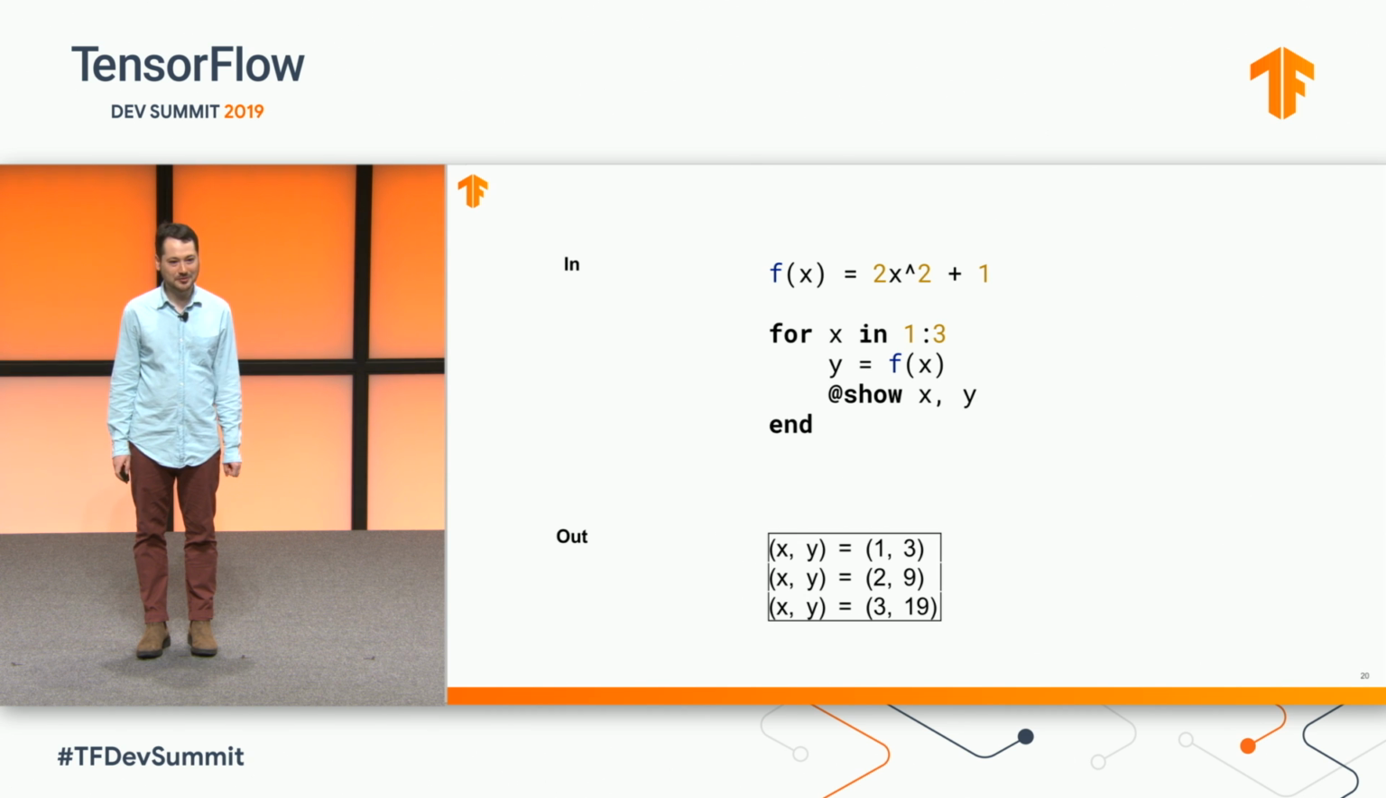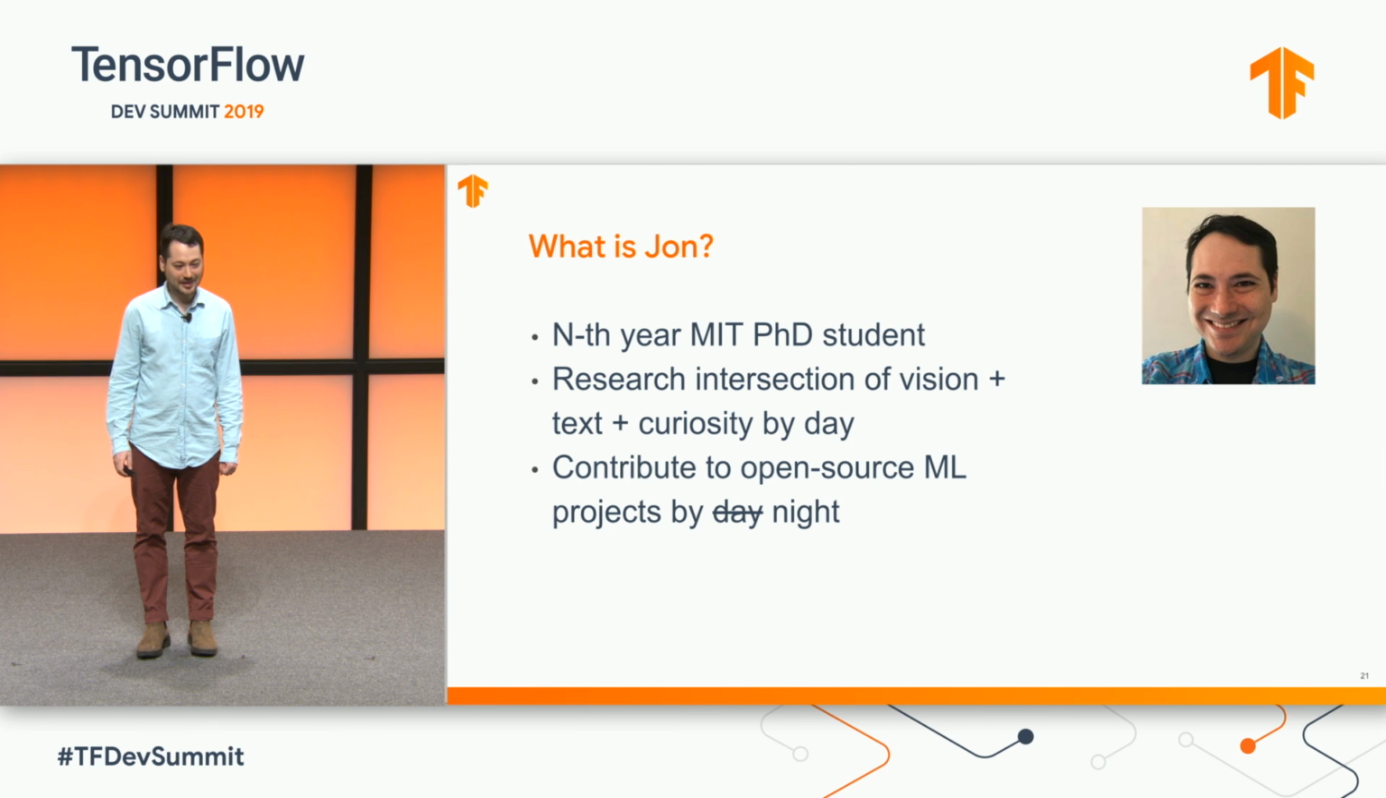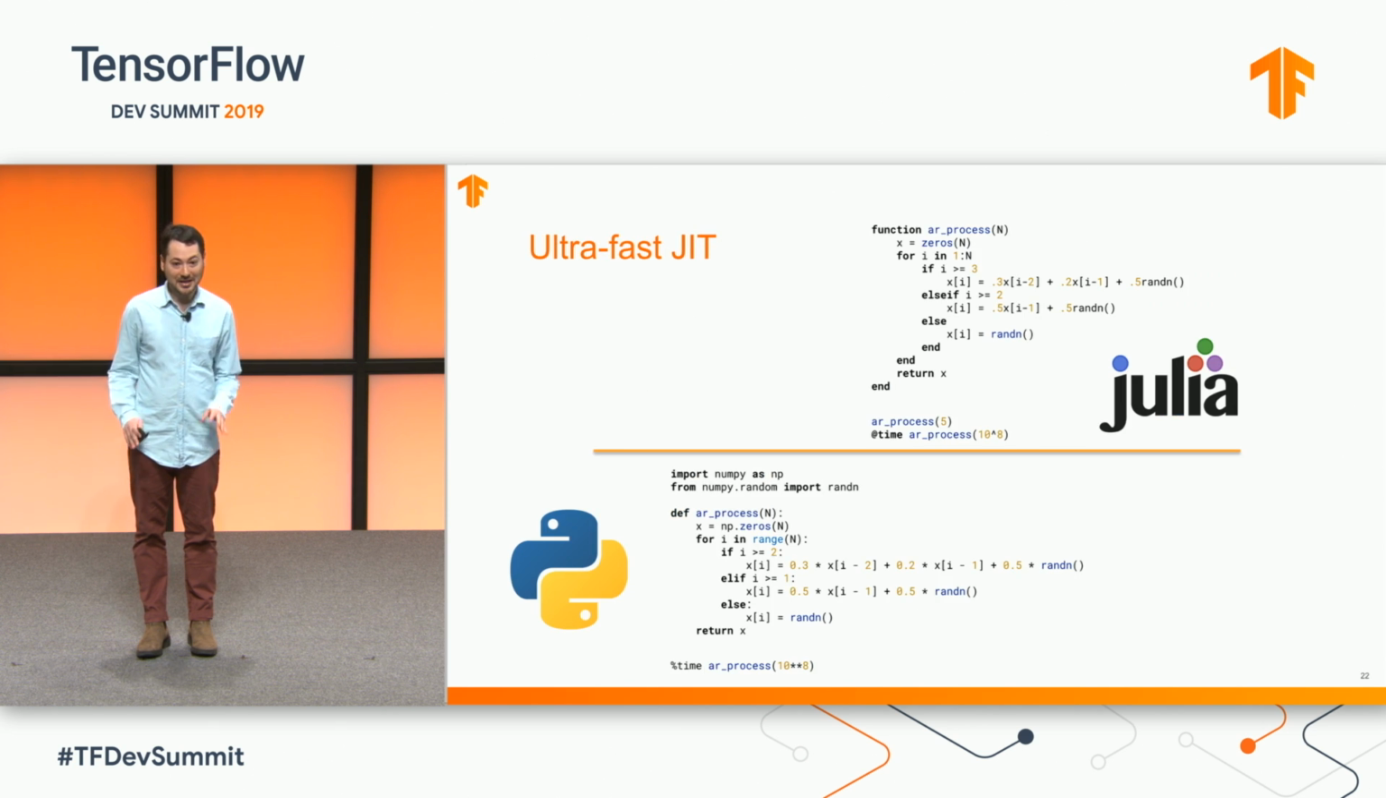So here's a very simple Julia program. I think anyone with a Python background can guess what this is doing, except this @show business, but that's actually a macro. And who is John? I'm finishing my PhD at MIT. I do machine learning by day and open source software by night and sometimes by day too, to the chagrin of my advisor. So why consider Julia?